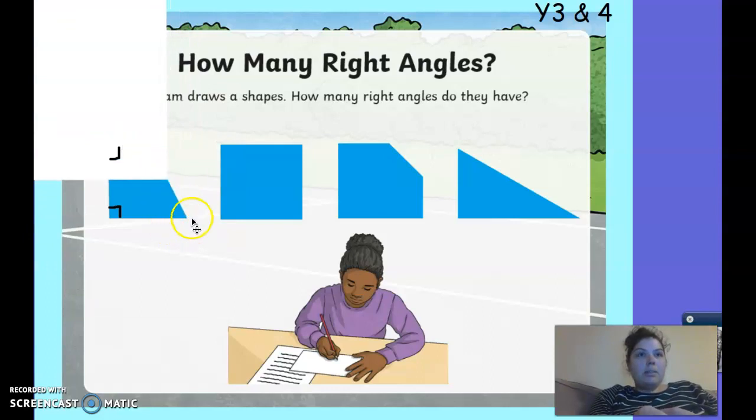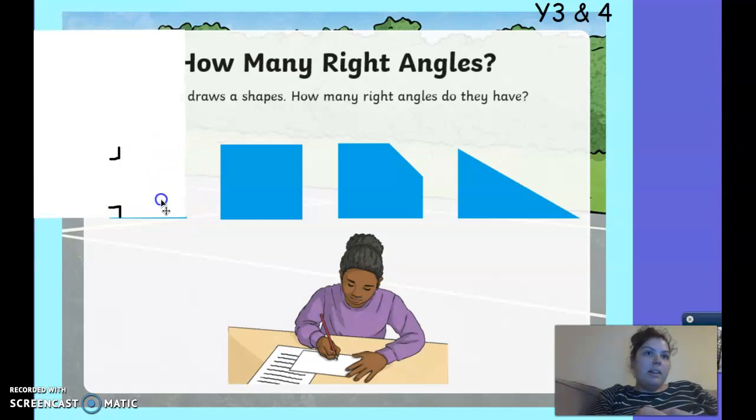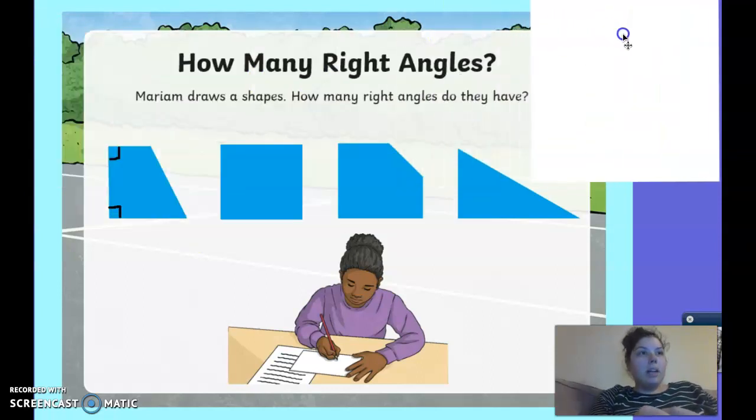I'm going to do the same with this one down here. I'm going to run it along the bottom line, and I can see that that angle goes inside. So it is smaller than a right angle. Okay, so I want you to pause the video here and have a go at the rest of these shapes with your piece of paper, and then we'll move on to the next one to have a look at those together.